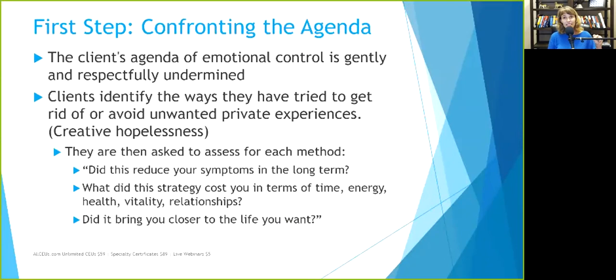Generally, if somebody is trying to reduce their symptom and it's having a bunch of costs, it's taking them further away from the life they want, because what they're seeing as costs are trade-offs. And trade-offs are generally things we trade off things that we want for other things.